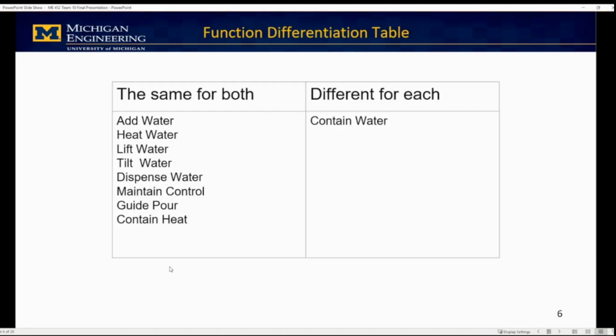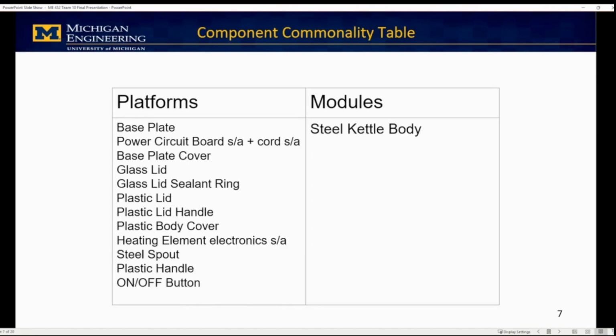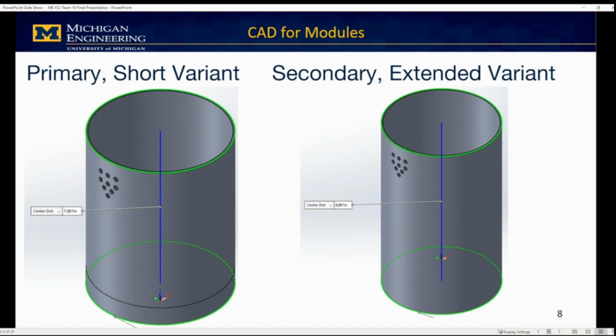Looking at the FAST diagram and varying needs of our primary and secondary customers, we created the function differentiation table, where we identified that the main function that stands out as a candidate for function differentiation was containing water, since the quality of water is a varying preference between customers. Hence, on our component commonality table, the module we identified was a steel kettle body, since this is the only part that involved the function of containing water, while the rest of our parts make up the platforms.